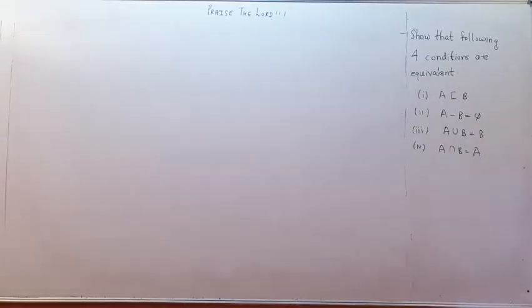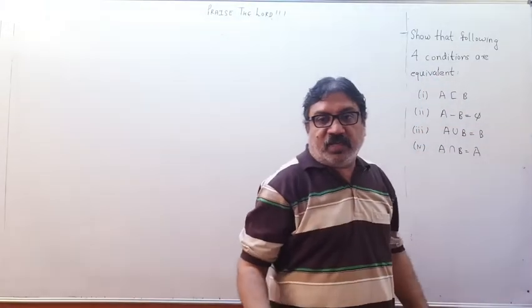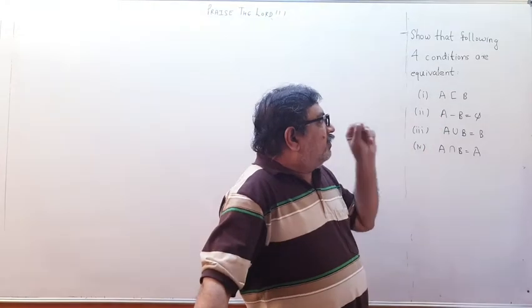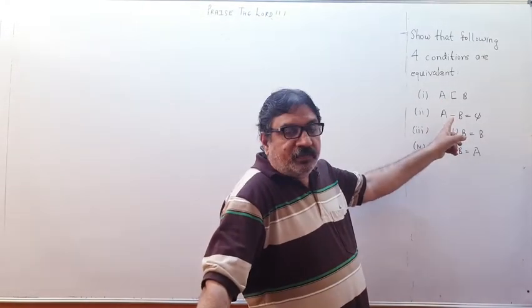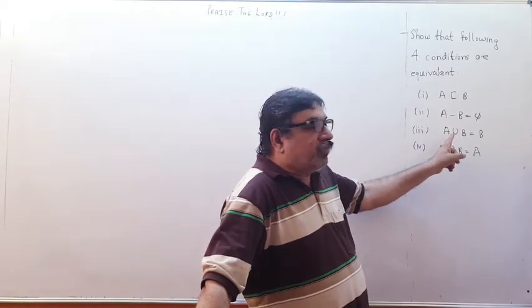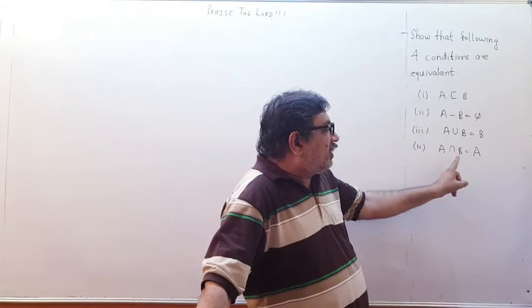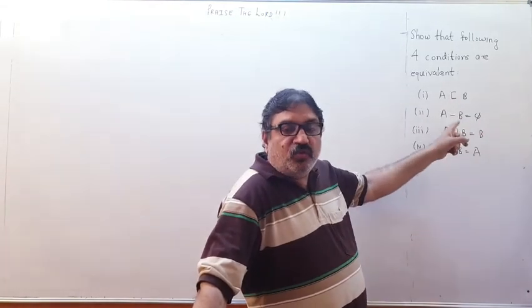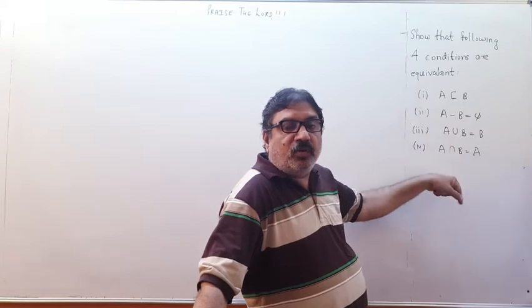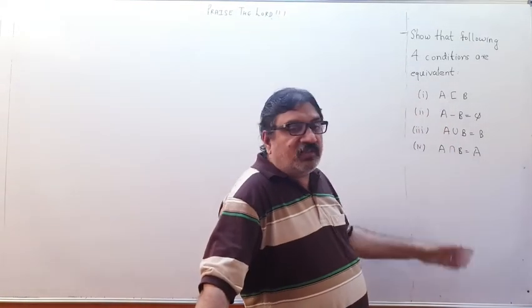So next question is that, children, we have to show that the following four conditions are equivalent. We have to prove that they are equivalent means if this is given, we have to prove this. This is given, we have to prove this. This is given, we have to prove this. And this given, we have to prove this. Cycle should be there. 1 implies 2, 2 implies 3, 3 implies 4, 4 implies 1. Then we will say they are equivalent or they mean one and the same thing.